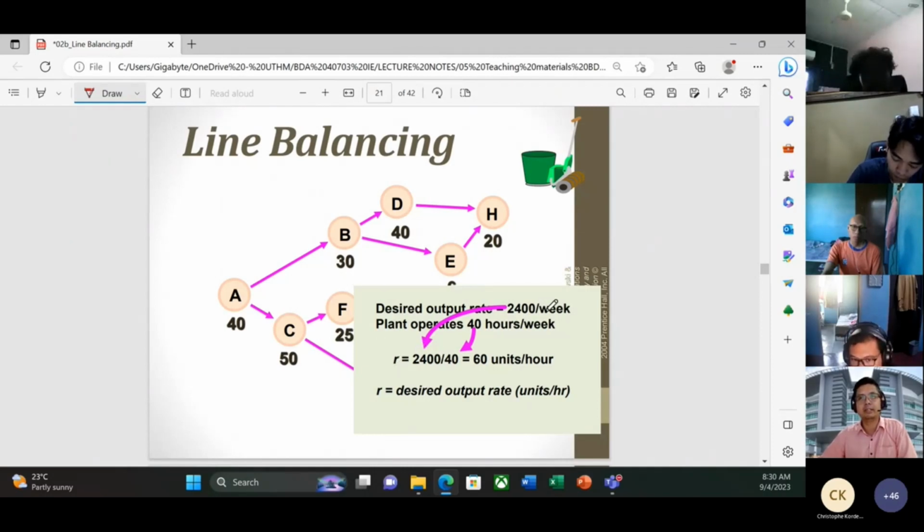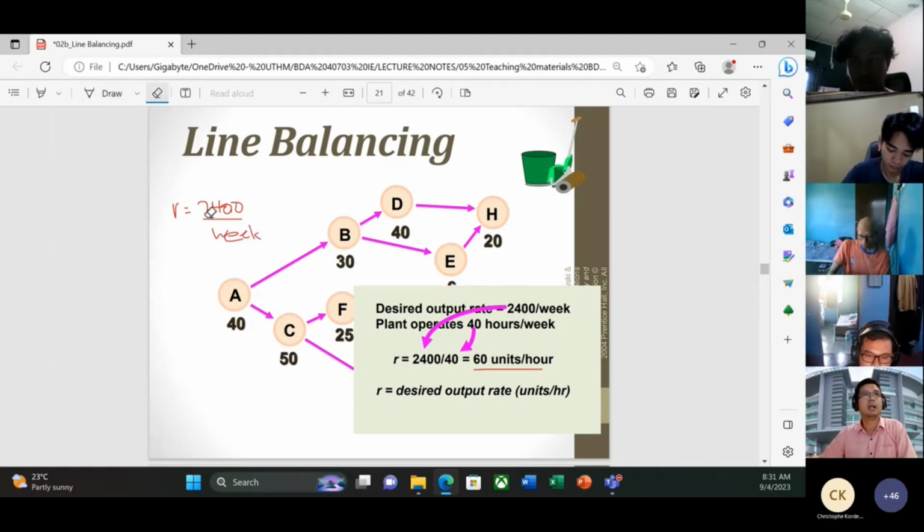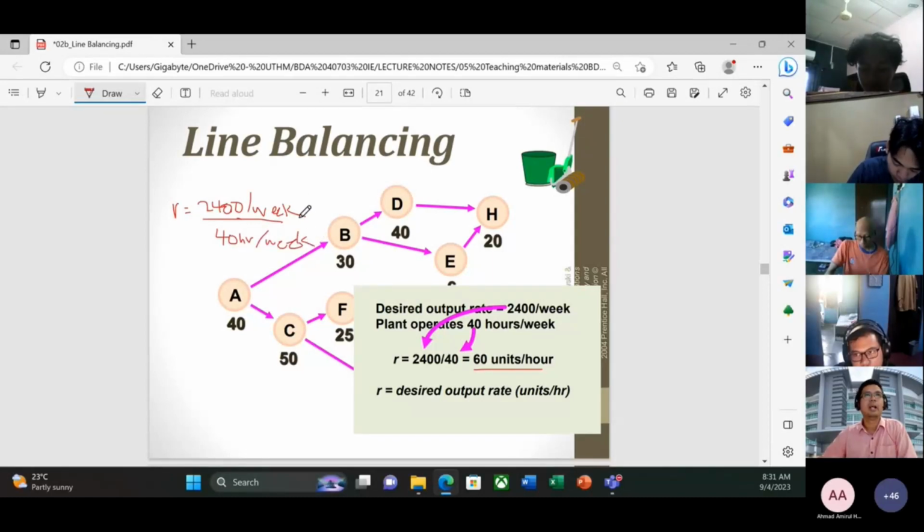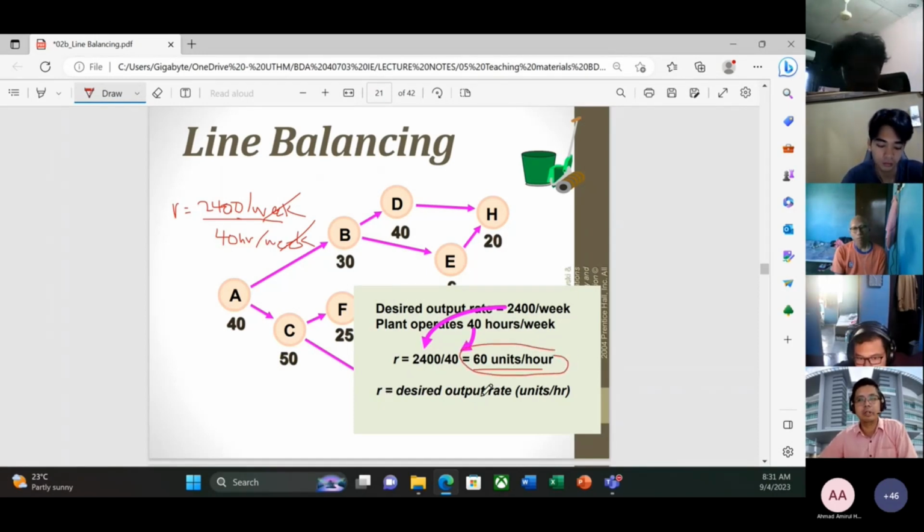So R equals 2,400 per week divided by 40 hours per week, so we will get 60 units per hour. In simple terms, 2,400 per week, and then you divide by 40 hours per week. Week cancels week here, so we only have units per hour left. So 2,400 divided by 40, we get 60 units per hour. This is our desired output, units per hour.